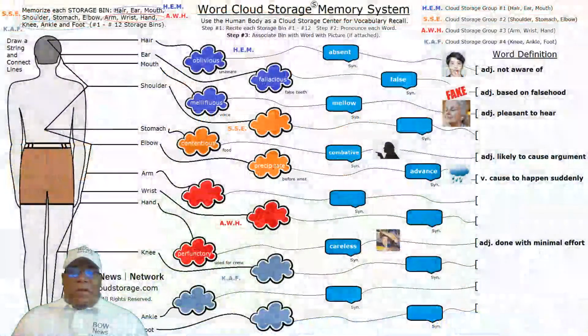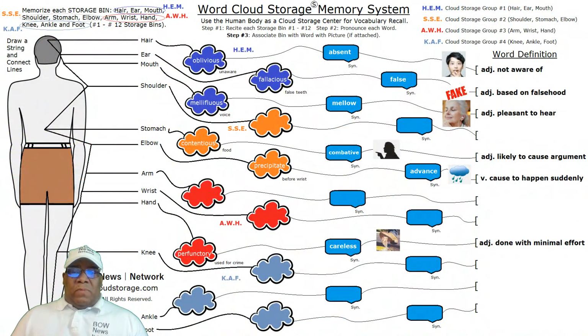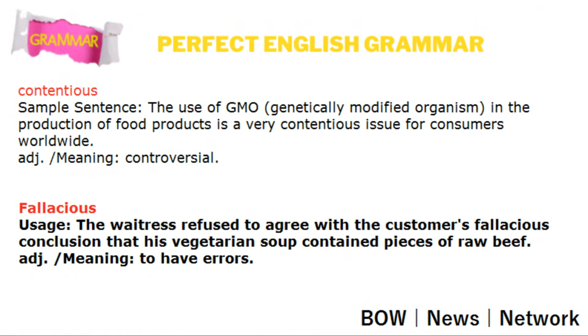Fallacious, we see here from our word storage bin, that means false or based on falsehood. Let's see how it's actually used in a sentence. The waitress refused to agree with a customer's fallacious conclusion that his vegetarian soup contained pieces of raw beef. Adjective meaning to have errors.